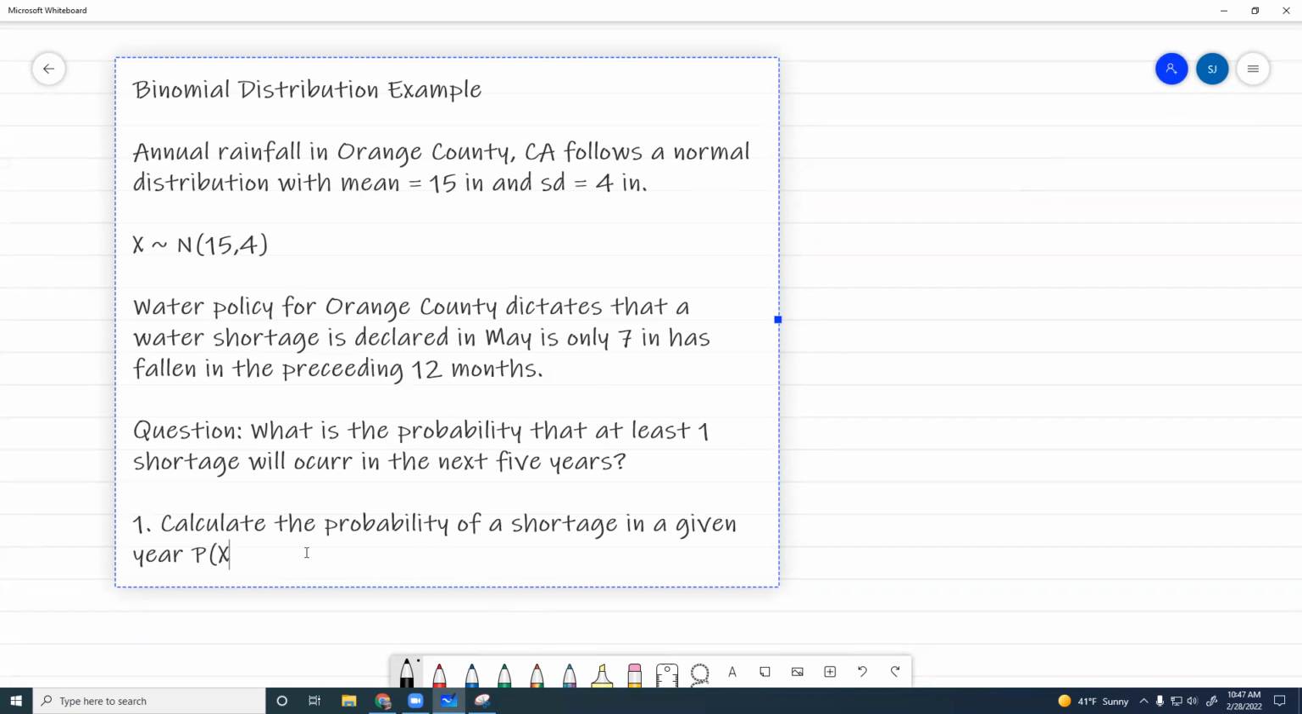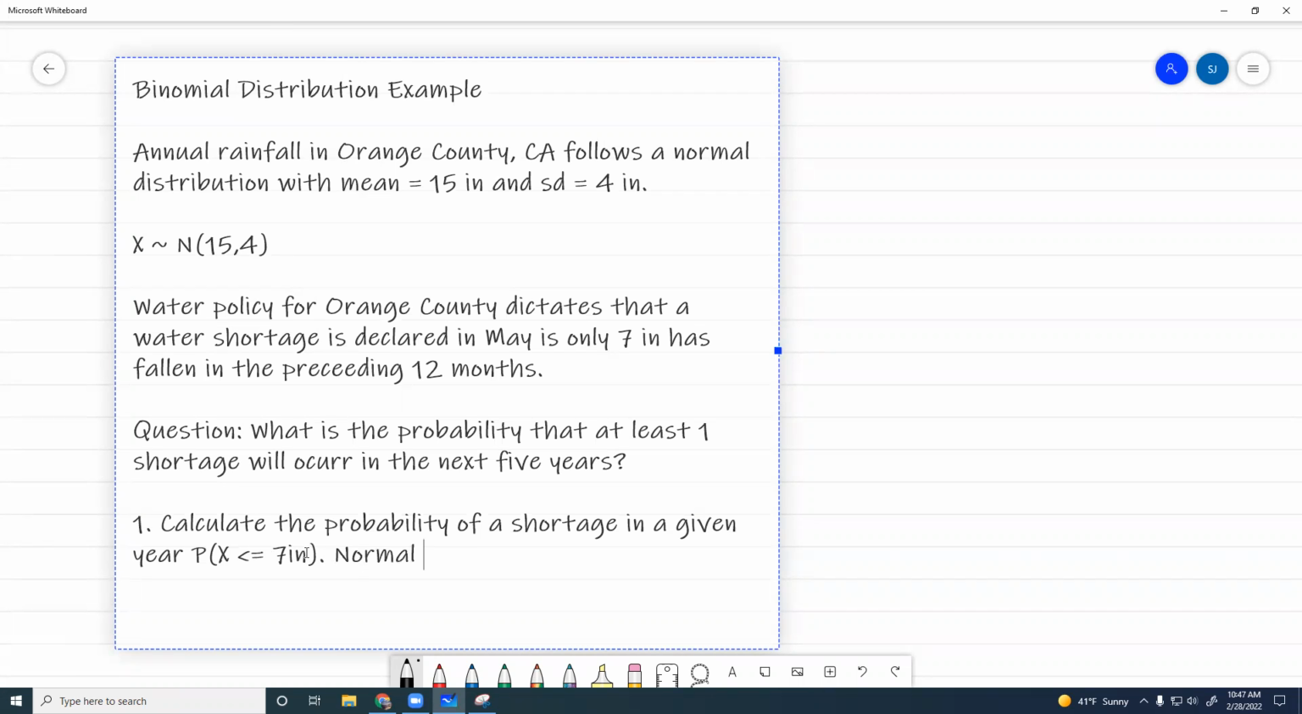So X is our annual rainfall. This is the probability that X is less than 7 inches. I guess it's less than or equal to. It says only 7 inches has fallen, so less than or equal to 7. So first we need to calculate that probability, and we're going to use that based on the normal distribution.